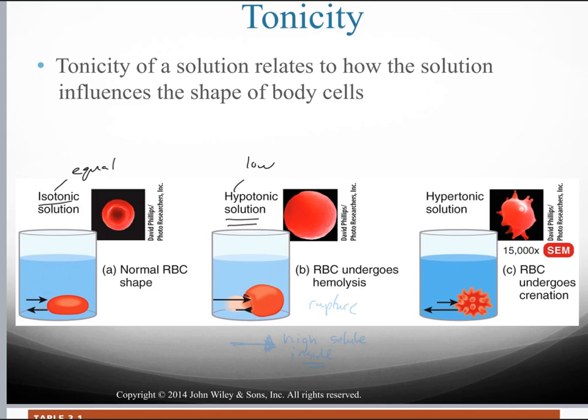Now, let's flip it. Let's look at a condition where we have a hypertonic solution. So hyper means high. So what's happening here? The solute concentration inside the cell is low. And that's problematic because water is going to try to equilibrate by shoving its way out of the cell into the beaker, again trying to reach equilibrium. So the cell is going to shrivel. That shriveling is known as crenation.